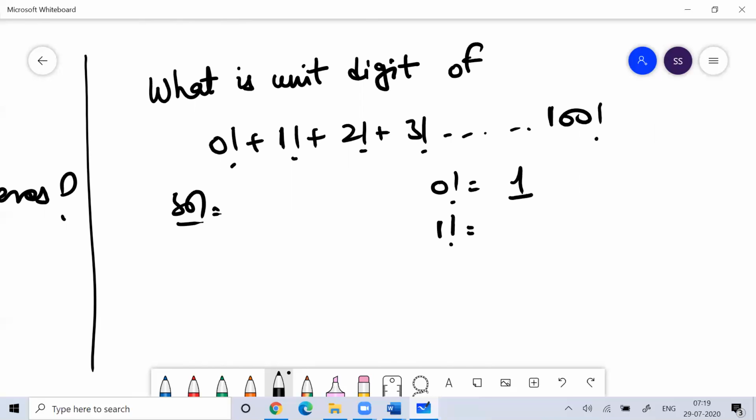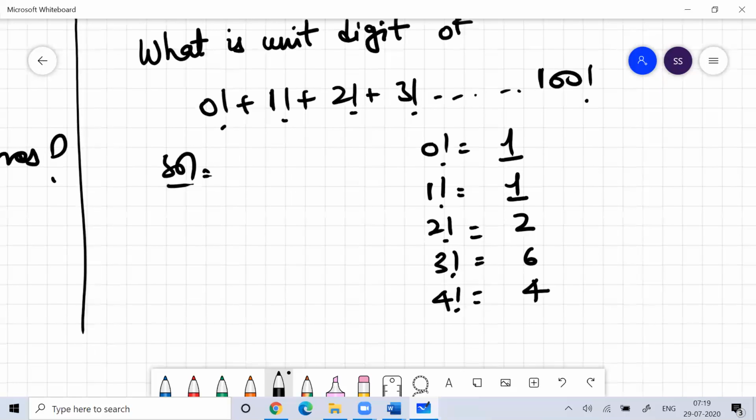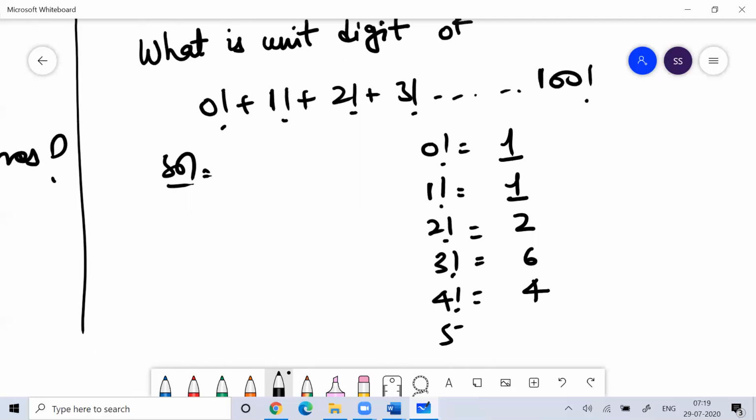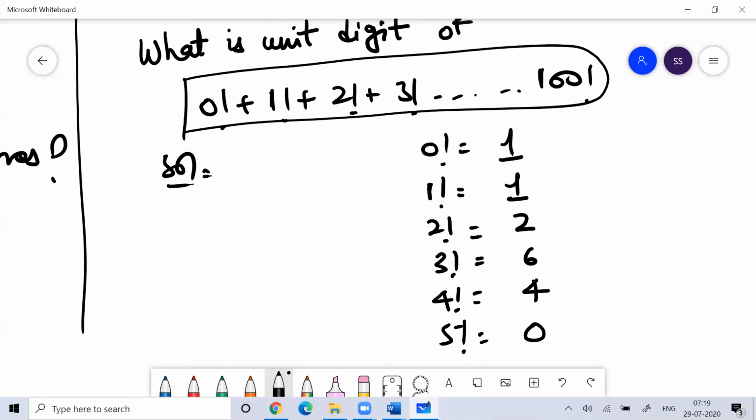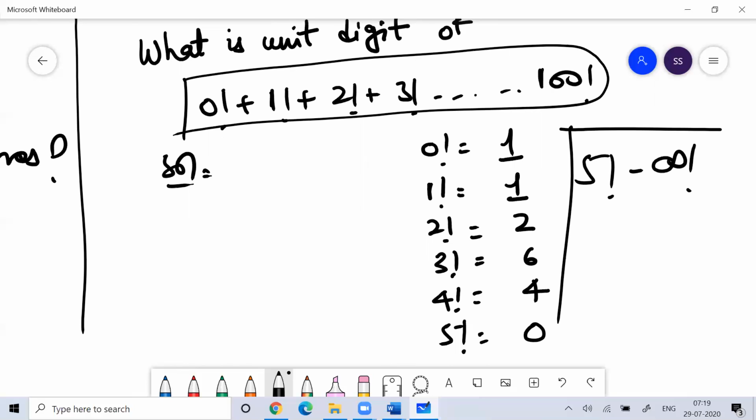You know that 1 factorial will end with 1. 2 factorial will end with 2. 3 factorial will end with 6. 4 factorial will end with 4, because it is 24. Just focus on the unit digit. Now from 5 factorial, all the numbers will end with 0. So if I want the unit digit, you just add the first 4.